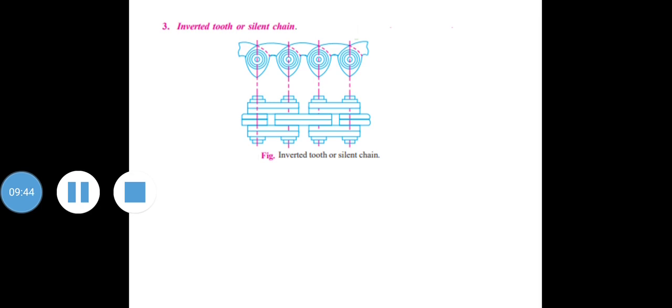It is defined as the angular velocity of the driven to the angular velocity of the driver. The chain is wrapped round the sprockets in the form of a polygon. So this is all about the inverted tooth or silent chain.